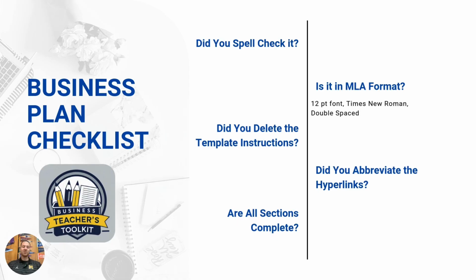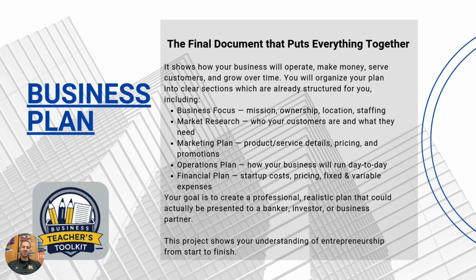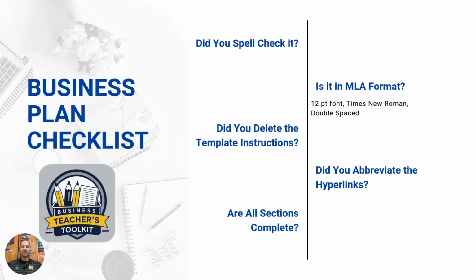Next up, did you abbreviate the hyperlinks? I want to make sure that my students are abbreviating hyperlinks. For example, where it says business plan right here, that could easily be an HTTPS colon slash a bunch of other gibberish in there. I don't want to see that. I want to see it cleaned up.